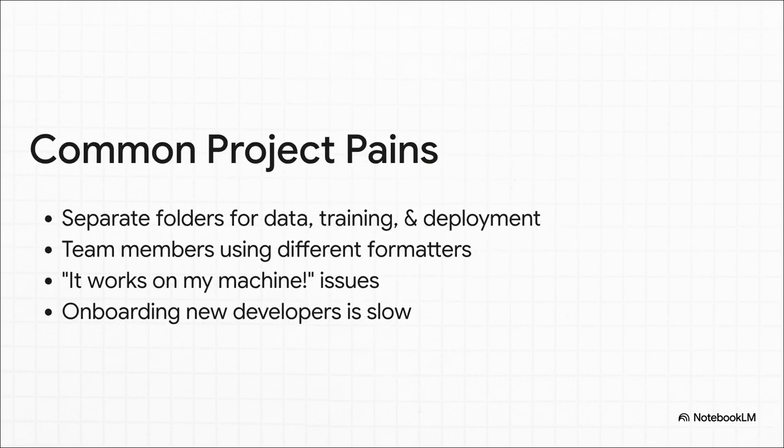And all that complexity leads to some major headaches. You've got team members using different code formatters, which makes for some seriously messy commits. And then you hear it, that classic, dreaded phrase: but it works on my machine. And getting a new person up to speed becomes this week-long setup nightmare instead of letting them hit the ground running. These are the exact issues that slow down real-world MLOps teams.